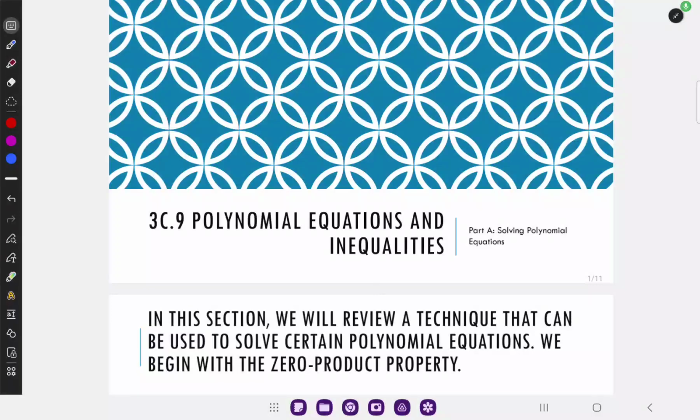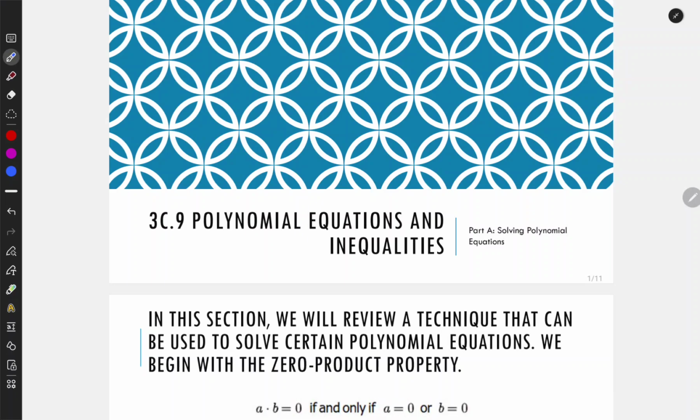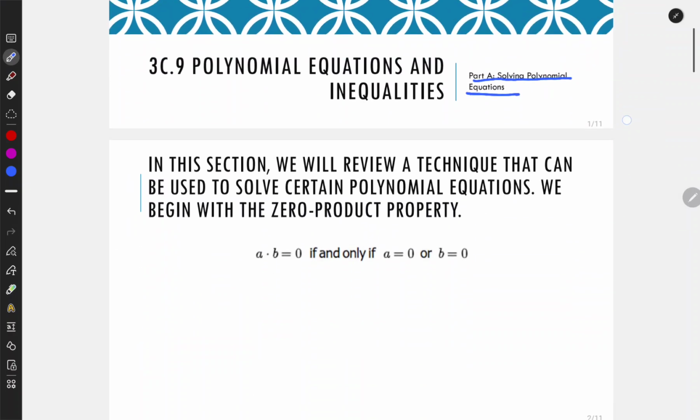Polynomial equations and inequalities. This section is broken into two parts. Part A is going to be over solving polynomial equations, okay? So let's dive on in.